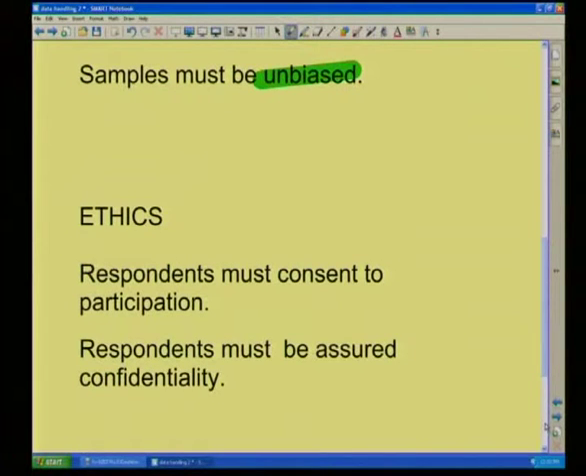What about the situation ethics? Ethics is to do with whether things are wrong or right. So respondents, firstly, have to consent to participation. Respondents are those people that we're asking the question about.